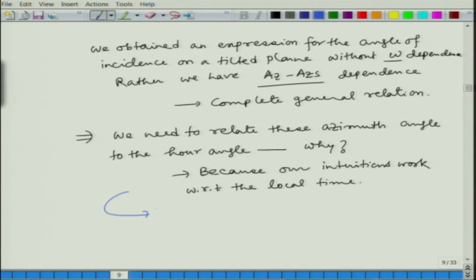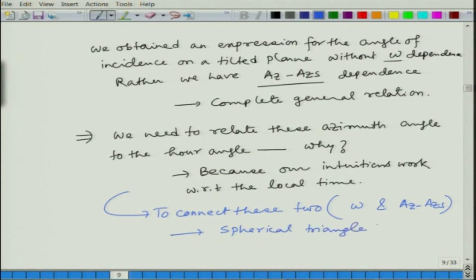Okay. So, to connect these two, that means this and the difference between these two angles, azimuth angles. Okay. So, for connecting, again we will involve a spherical triangle, but now the sphere will be the earth itself.